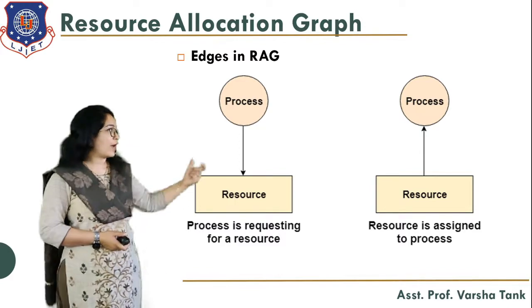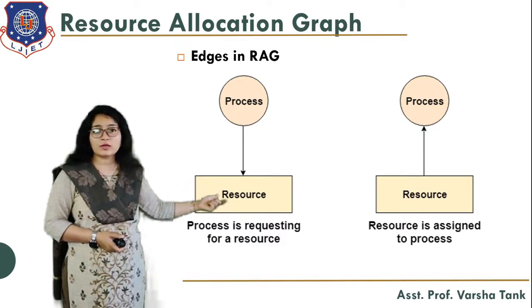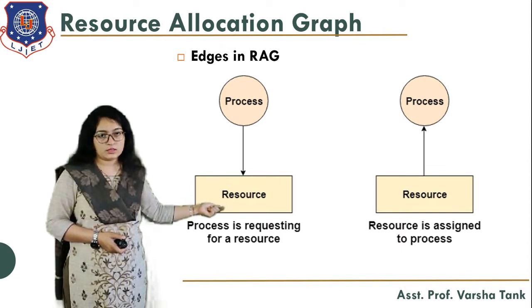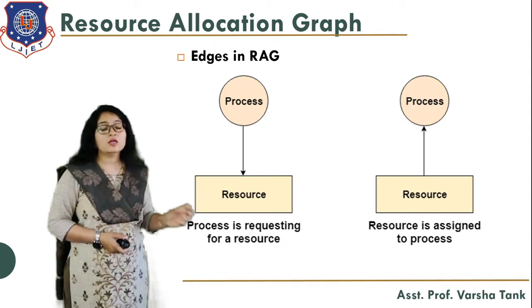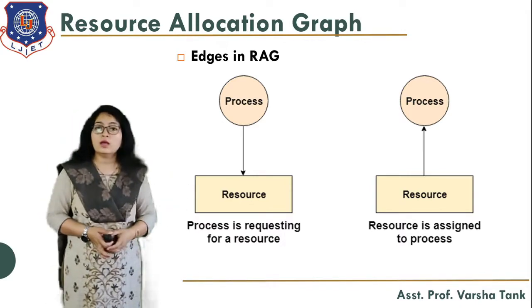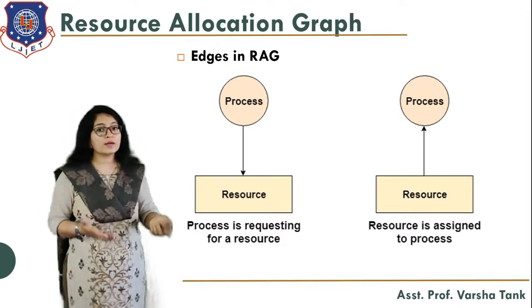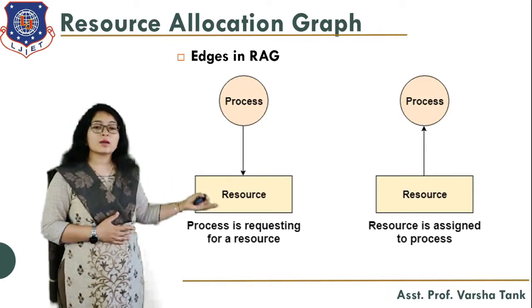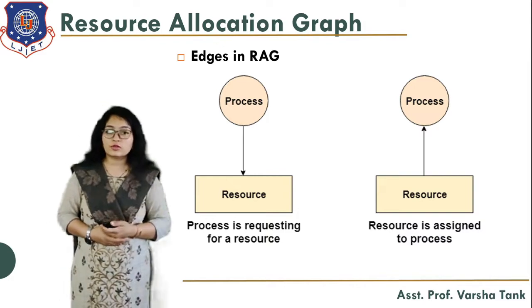And here if we have multiple instances of this particular resource, then you can draw dots or a solid square in this rectangle. It means that we have multiple instances of that particular resource, and you can assign them to the number of processes that require this type of resource.